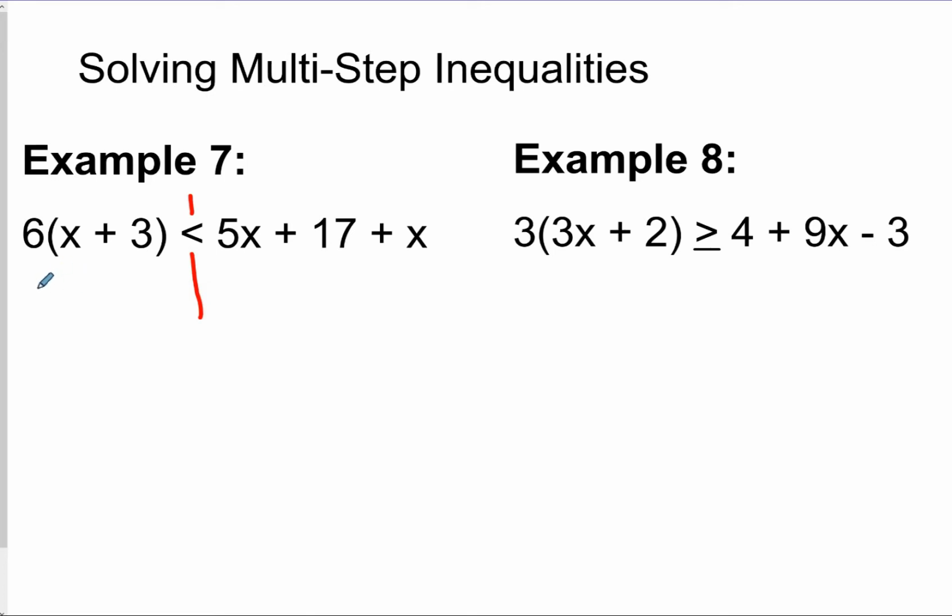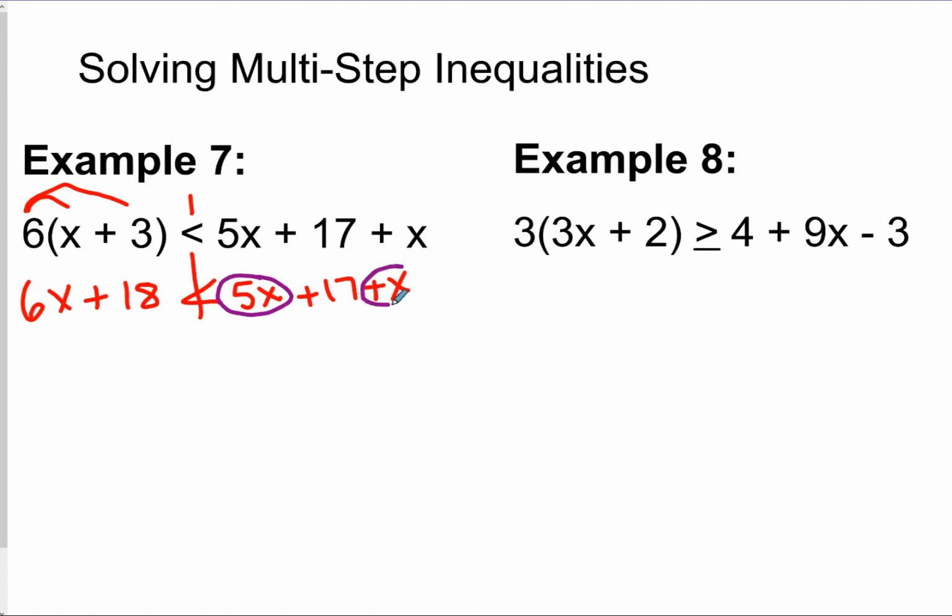So the first thing we want to do is check to see if there's parentheses on the left side. There are, so we're going to distribute. Then we check, are there parentheses on the right side? No, so we're just going to drop it down. We're going to check, are there like terms on the left side? No. Are there like terms on the right side? Yes. So we have 5x and positive 1x. Since they're on the same side, we're going to combine to make 6x. And we're going to drop everything else down.